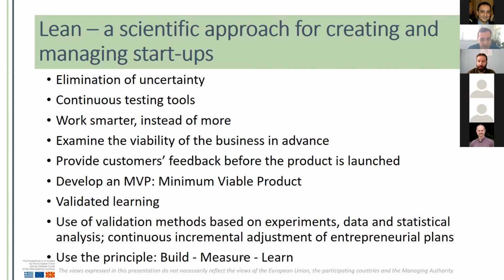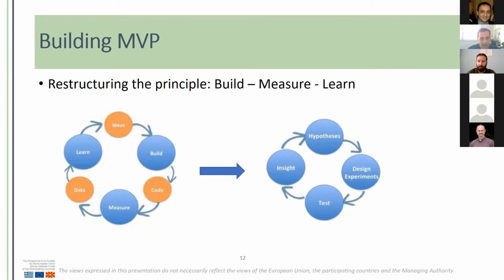circled several times. The use of validation methods based on experiments, data, and statistical analysis, and continuous incremental adjustment of the entrepreneurial plans. That's the cycle, build, measure, learn, what I have explained. But now we're restructuring this principle. So out of build, measure, learn, we move into the hypothesis, design experiments, test, and gathering insights. And then again, providing a new hypothesis, design experiments, test. So this is the scientific way.